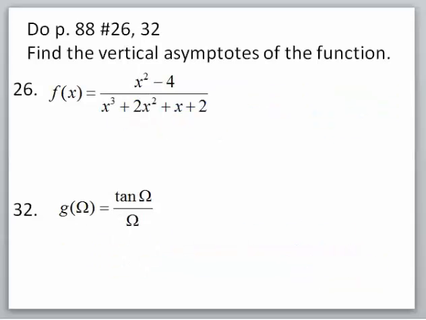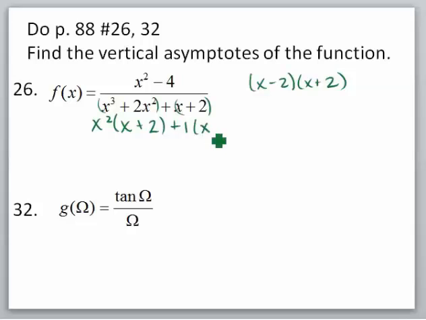In my next example here, I have the top, which will factor into x minus 2, x plus 2, and the bottom looks like it may not be factorable, but since it has 4 terms, what I'm going to go ahead and try is grouping. The grouping method is when you take the first two and group them together and the last two and group them together. Well, I can take out an x squared and I'm left with x plus 2. I could take out a 1 here and I'd be left with x plus 2.